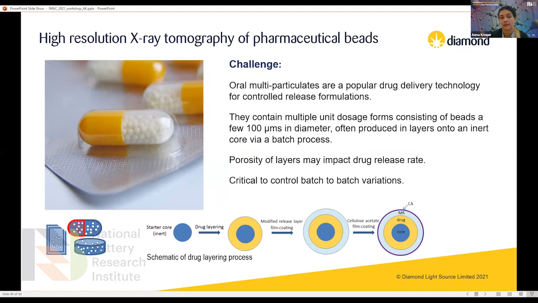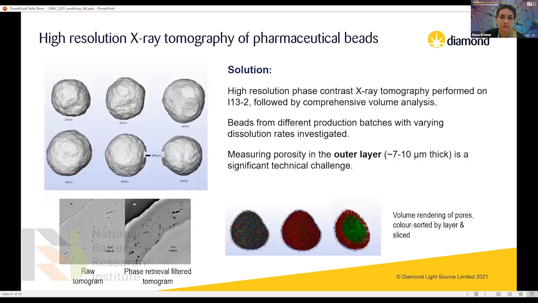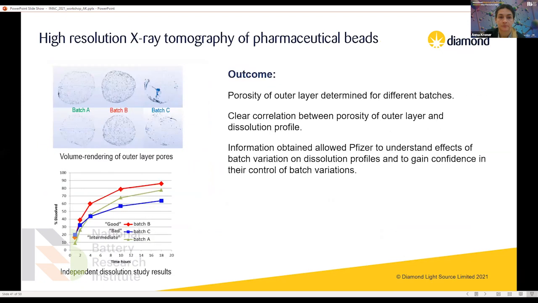So they just wanted to find this correlation. This was the sugar-based inert core, which underwent different drug layering. Once it was in the final product, we used X-ray imaging on various beads from different batches. That helped scientists to find a correlation between the porosity and the release rate of the drug.